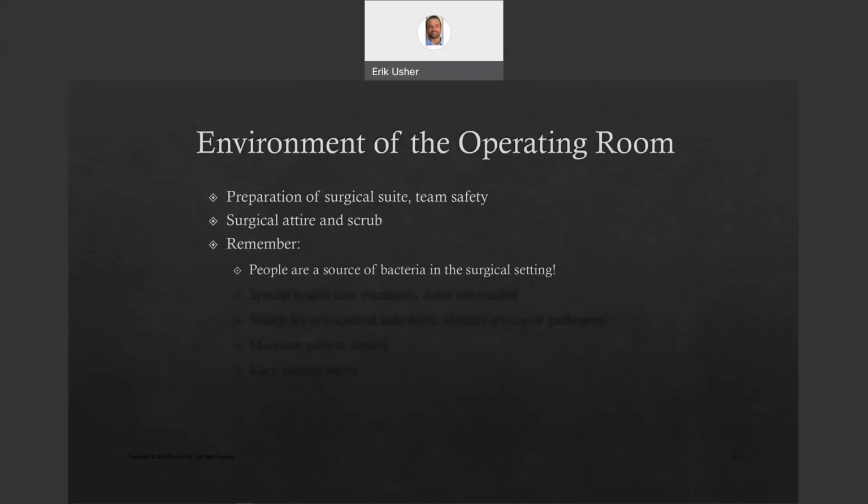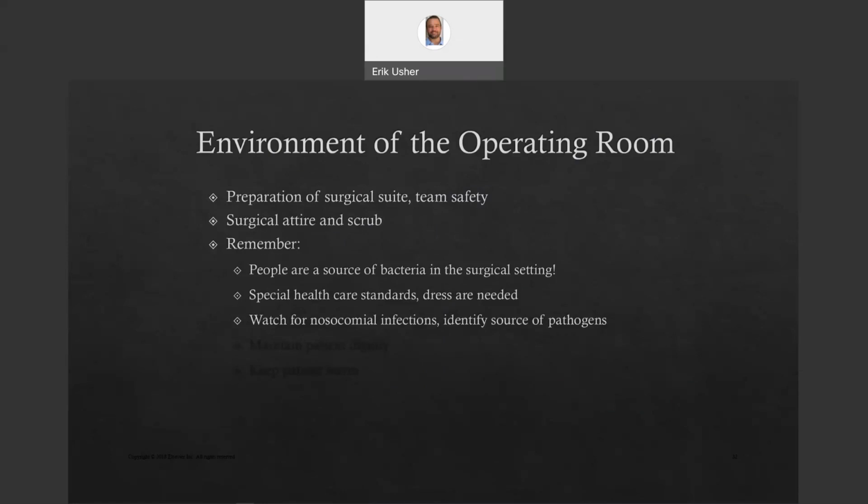We're a source of bacteria in that surgical setting, so we're trying to eliminate that every chance we can. There are special healthcare standards and attire that are needed. Again, you're going to get changed into scrubs and watch for nosocomial infections. Identify sources of pathogens that we're bringing in. Maintain patient dignity. That's huge.